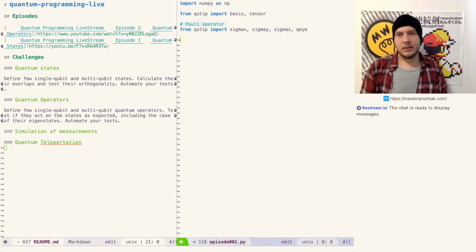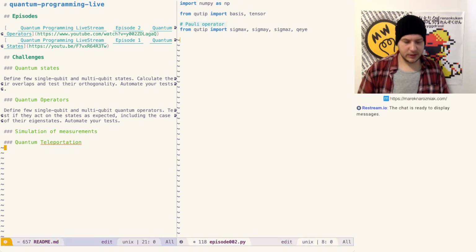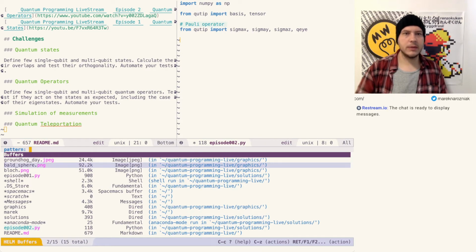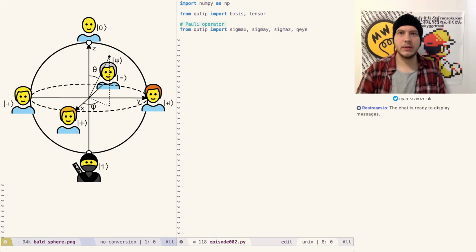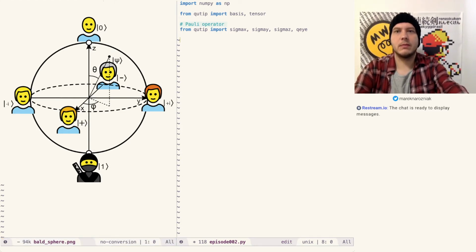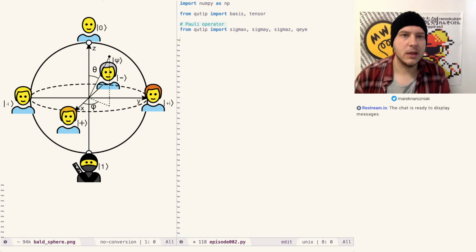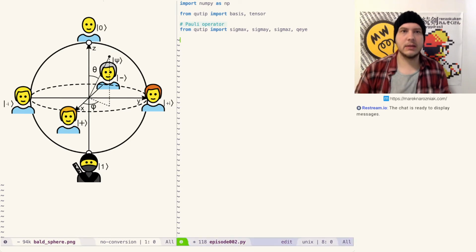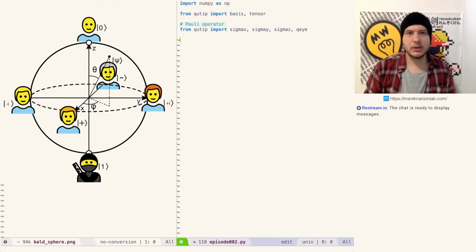Okay, well, let me just pull up the Bloch sphere. Bloch sphere is here. So my camera is just not very straight here. So yeah, let's make this bald guy state, which is the zero state.